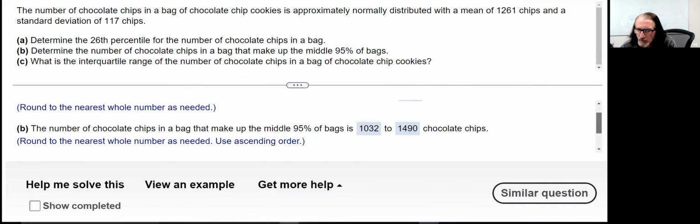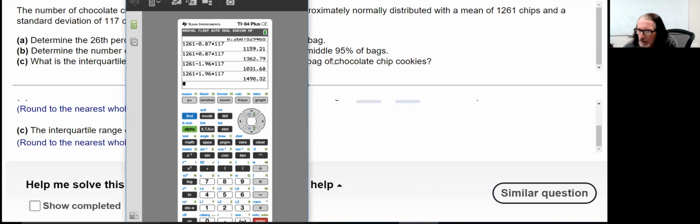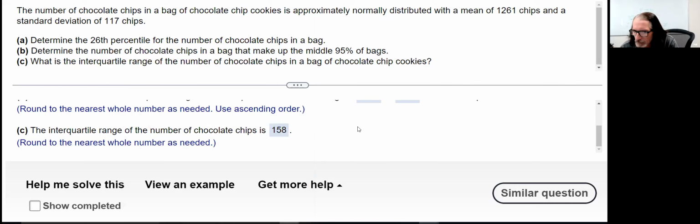And the last part, what's the interquartile range? Now I am looking for 0.25. So those numbers I just had with that wrong z-score, I'd be taking this minus this, and that would round to 204. Again, I seem to be way off.